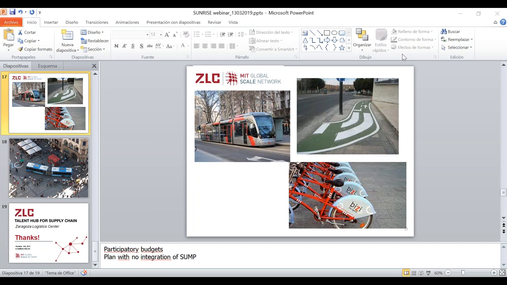We were also in conversations with one company that redesigned one of the wagons of the tram to be willing to load freight into the tram. So there are some actions that could be performed as well at the city and at the neighborhood level. Thank you very much.